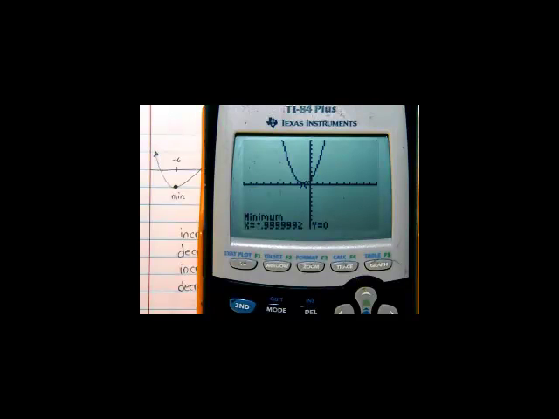Negative infinity to negative 1. Remember, we're just doing the x value. Good. And what's the increasing interval? Negative 1 to infinity. Okay?